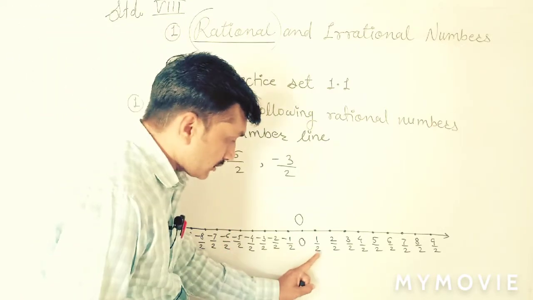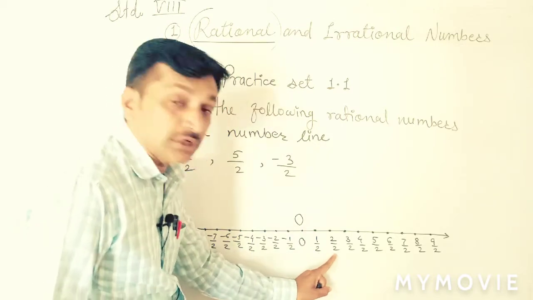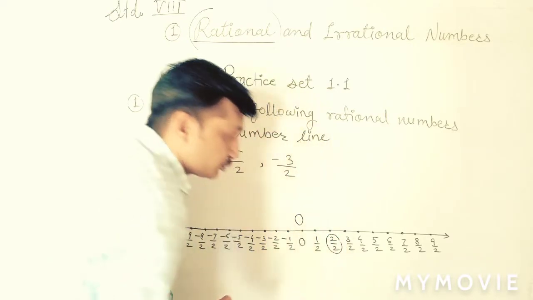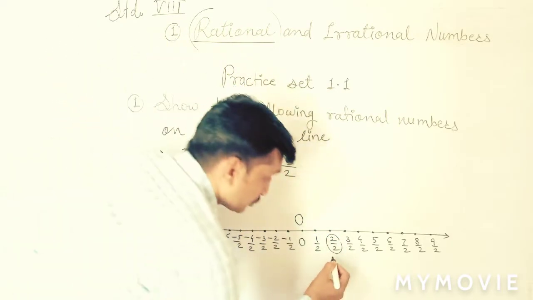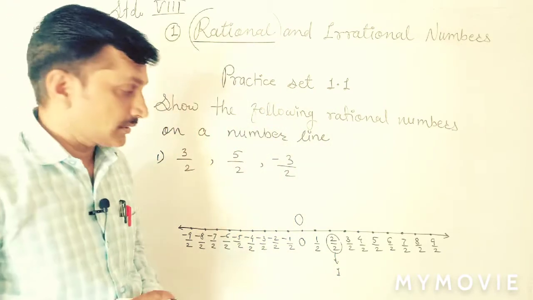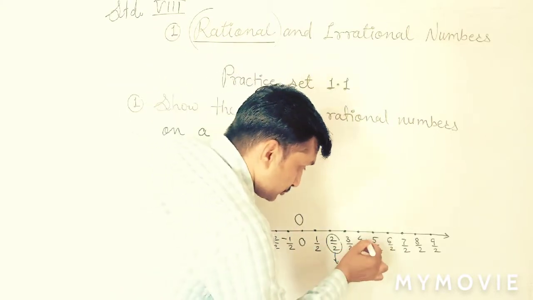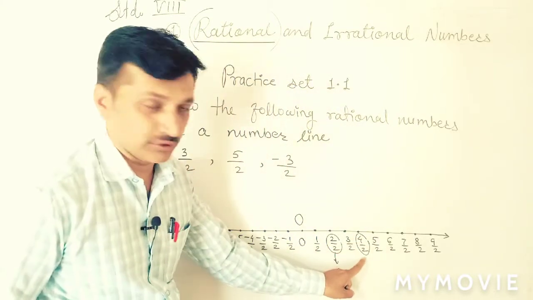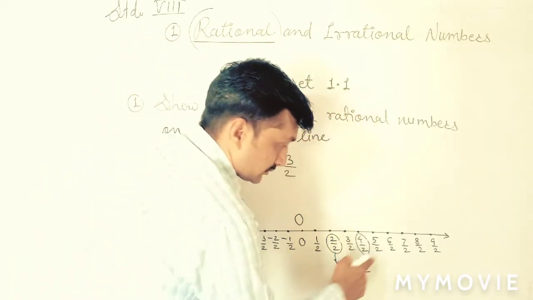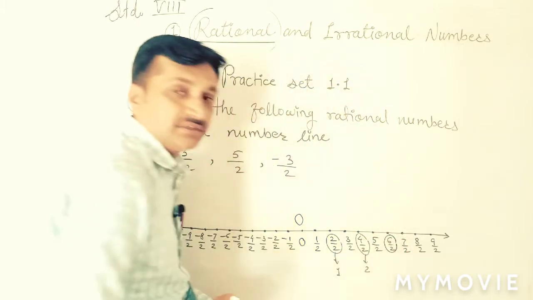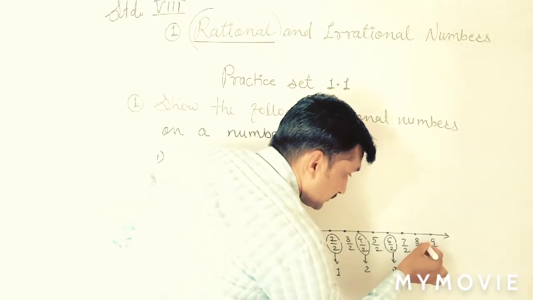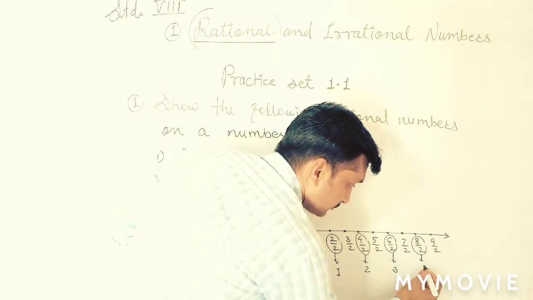Now you see here 1 upon 2. Okay. 2 upon 2. If you reduce that number, 2 upon 2 means what? 2 upon 2 means 1, so here number 1 will come. 3 upon 2, 4 upon 2. If you reduce 4 upon 2, then which number will come here? 2. 5 upon 2, 6 upon 2, if you reduce it, 3. Here 8 upon 2, if you reduce, 4.